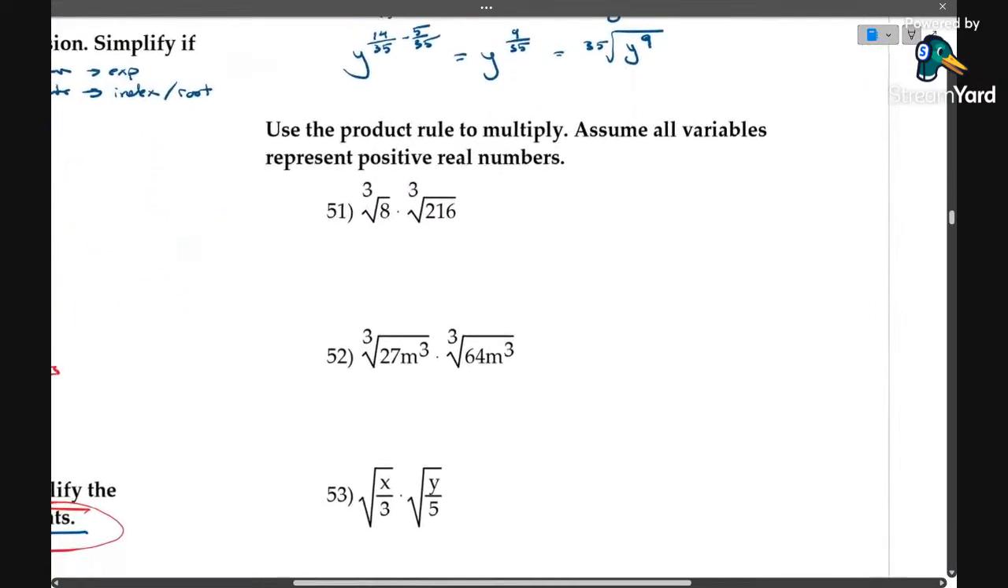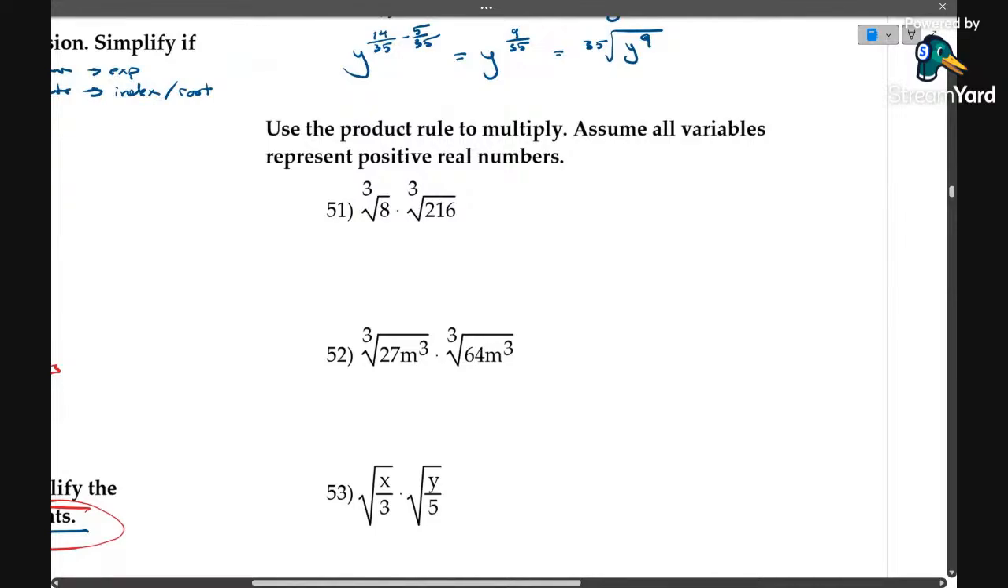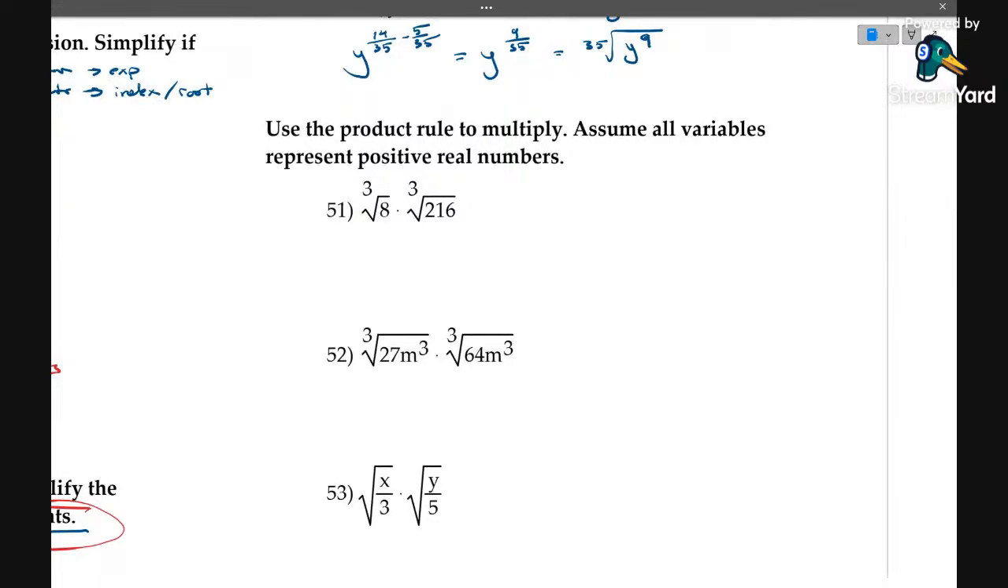So again, now we're going out of the rational exponents and focusing mostly on radicals. So we want to use the product rule of radicals to multiply. Assume all variables represent positive real numbers. This doesn't really change anything about our process. It's just if I have a square root or a fourth root, we want to assume that the variables are positive so that we can actually take the root. It's just saying, hey, let's simplify this, assuming that there's no issues.